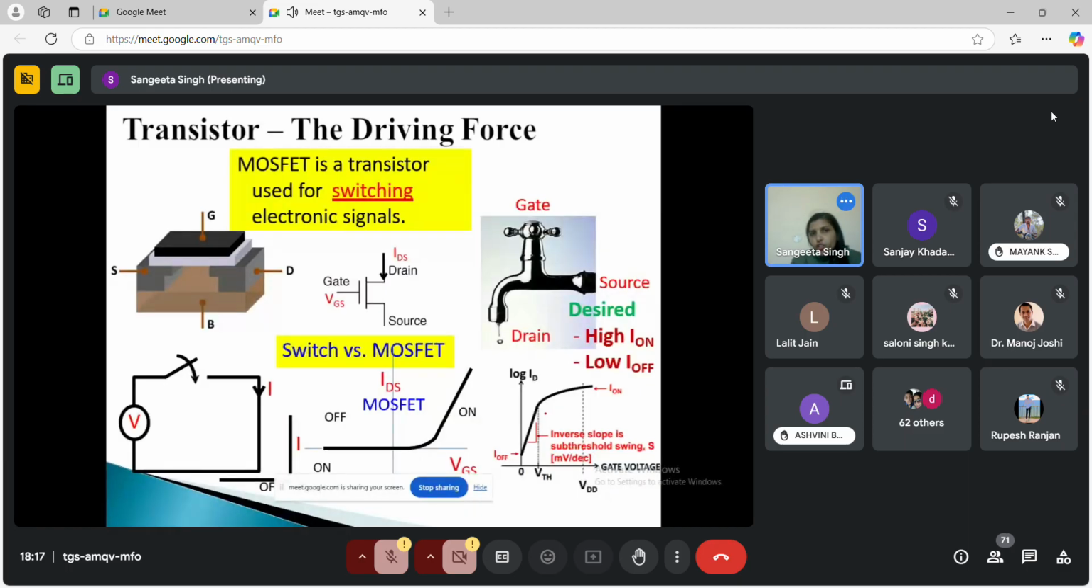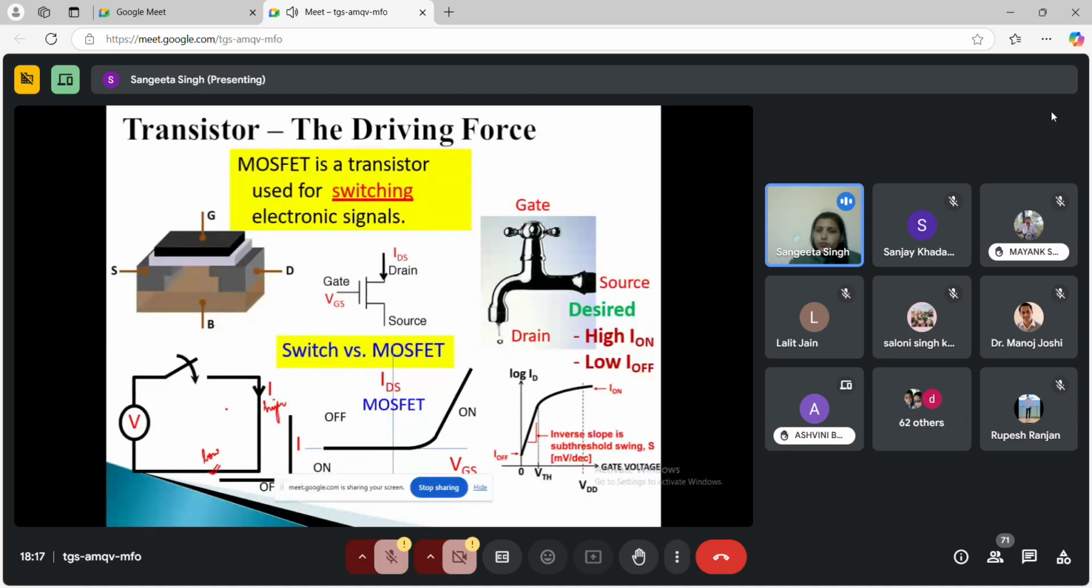What is your expectation from a transistor? If you want your transistor to work as a switch, then it should have absolutely zero current when it is off, or as low as very low off current, and very high on current, and very low off current. Then you call it an ideal switch.